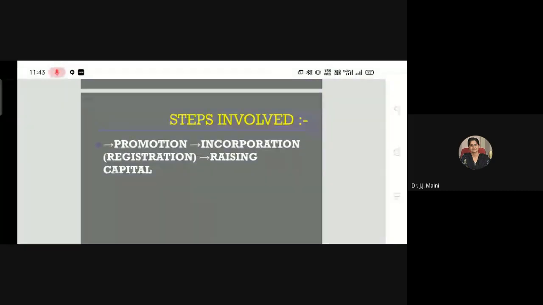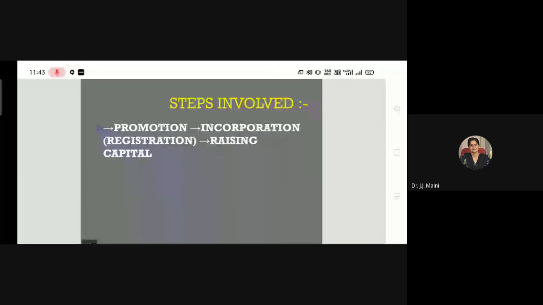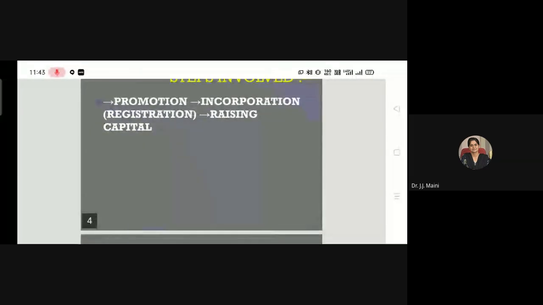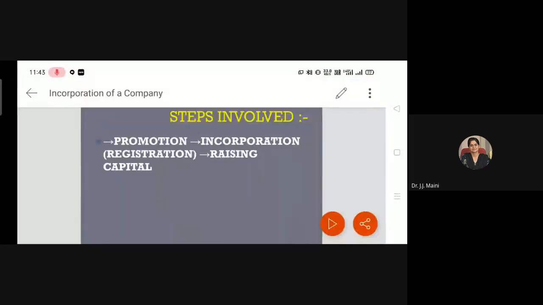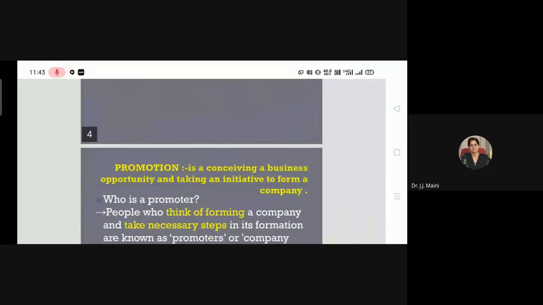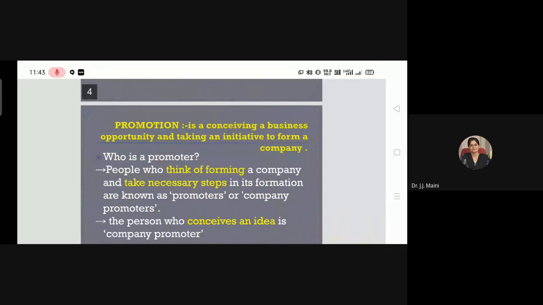So let's discuss the steps involved in the formation of a company. Promotion, incorporation, that means registration, and raising capital. These are the three steps by which a company can be formed. So firstly, let us discuss what is promotion. Promotion.